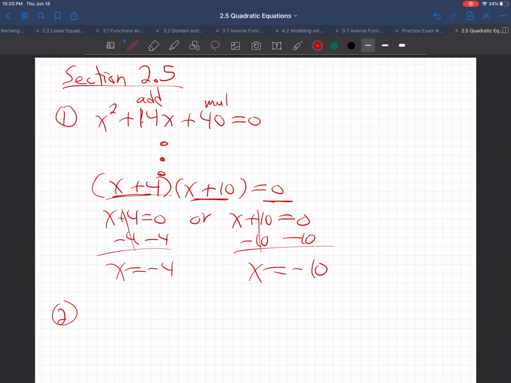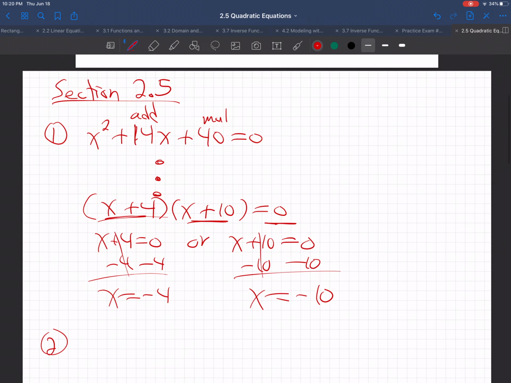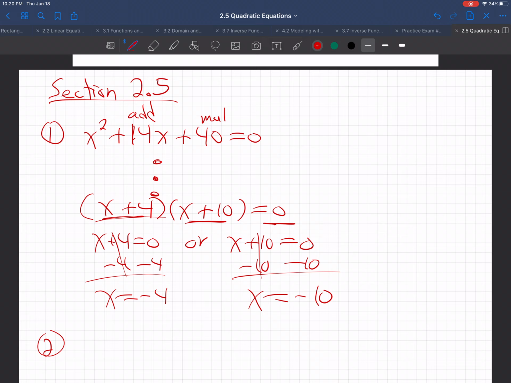But the practice exam is going to be a few problems from each of the sections. So you're going to want to look back and see what you did before and say, oh yeah, I did one of those in section 2.5. Oh yeah, that's right. You just set each one to 0 and then you solve. So if you keep this, it'll really help you. That's all I'm saying.